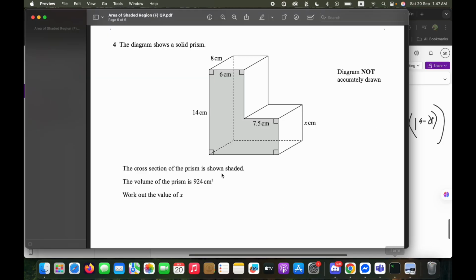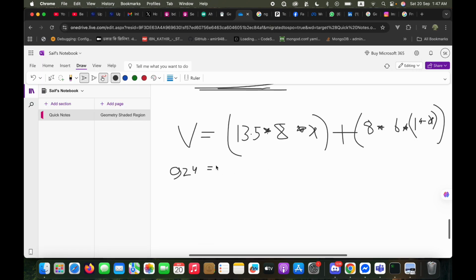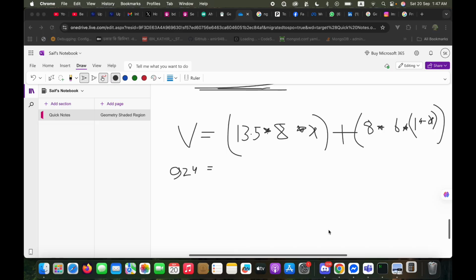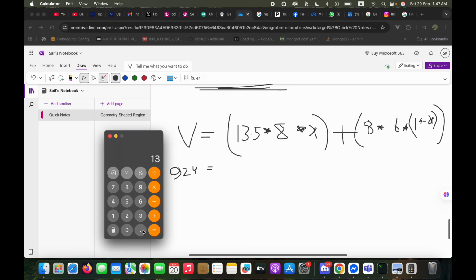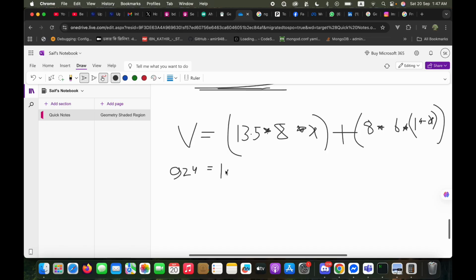So the entire volume is given as 924. So 924 equals what? 13.5 multiplied by 8 is what? If I use the calculator, 13.5 multiplied by 8 equals 108. So this is 108x plus 8 multiplied by 6 multiplied by 14 minus x, which is 48 multiplied by 14 minus x.